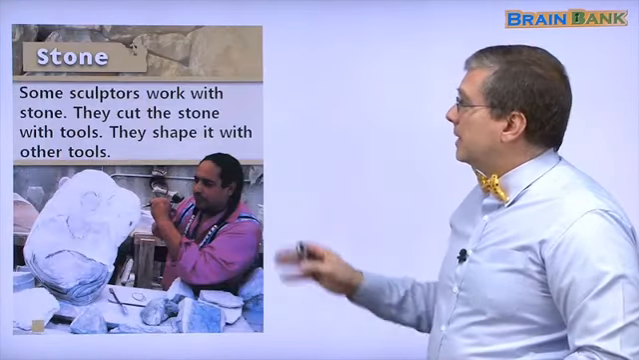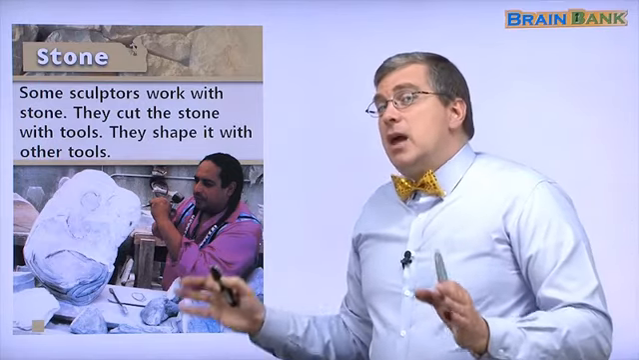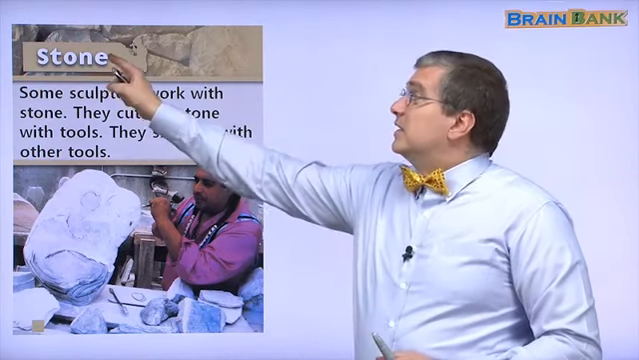So she is a sculptor. She is making a clay sculpture. She's using a clay modeling tool. Let's continue. Now, that's clay. Another type of material is stone.